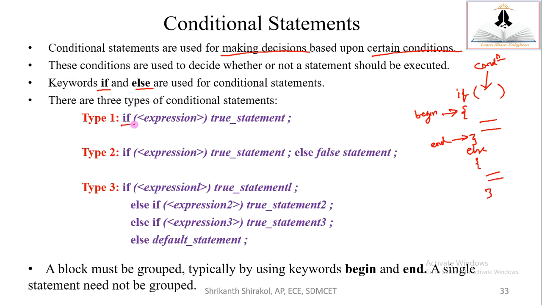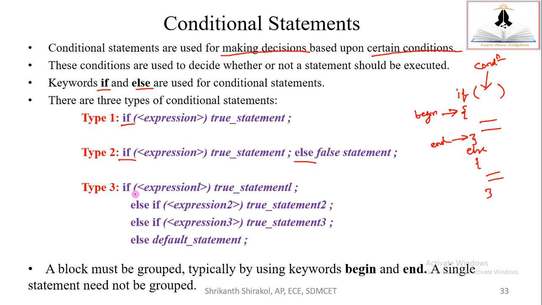There are three kinds of conditional statement. Type 1: if, expression, true statement. If the expression is not validated to be true, then an else statement should also be mentioned. Here what happens, if it is true it will execute, or else it will come out of the loop. Here it is not so. If it is true it will execute. If it is false, there is another statement which I am supposed to write, which should be executed.